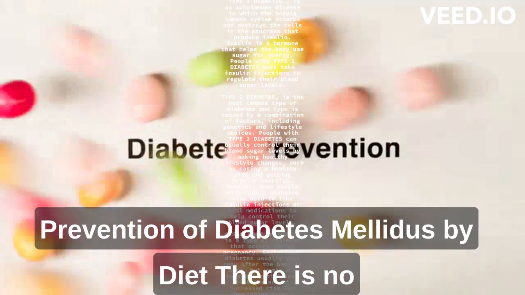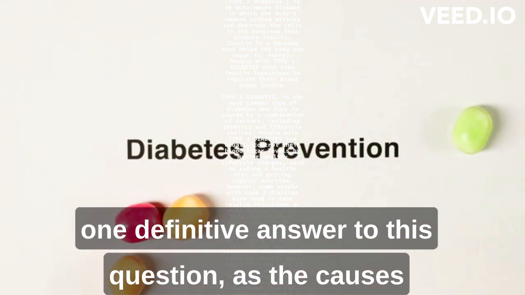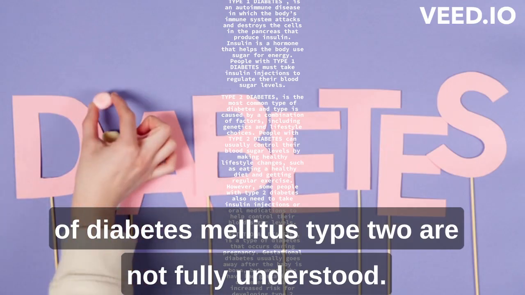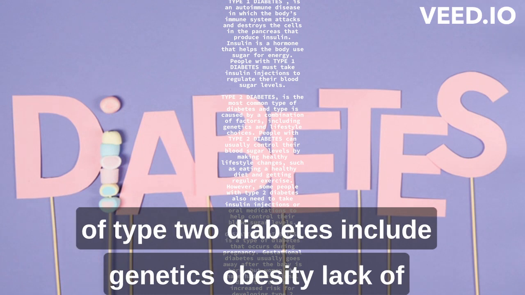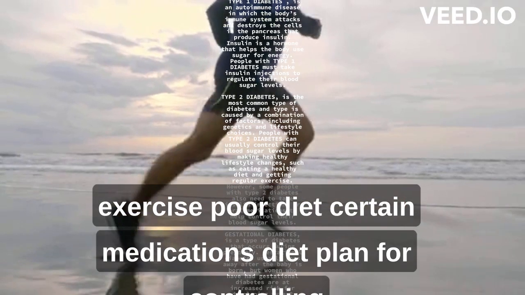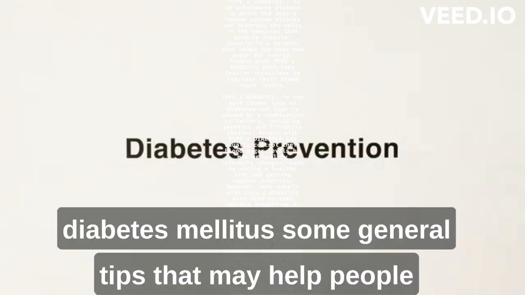Prevention of diabetes mellitus by diet. There is no one definitive answer to this question, as the causes of diabetes mellitus type 2 are not fully understood. Some possible factors that may contribute to the development of type 2 diabetes include genetics, obesity, lack of exercise, poor diet, certain medications.